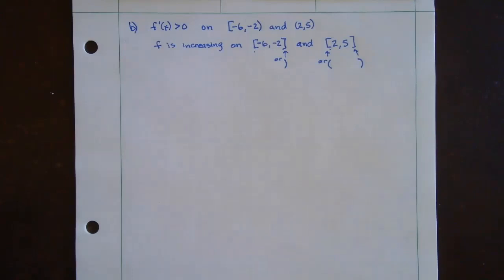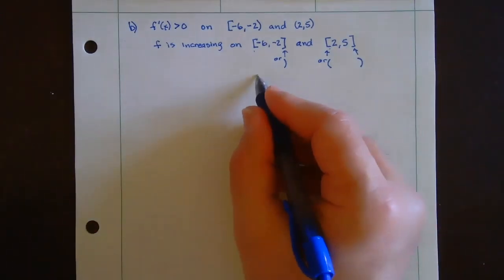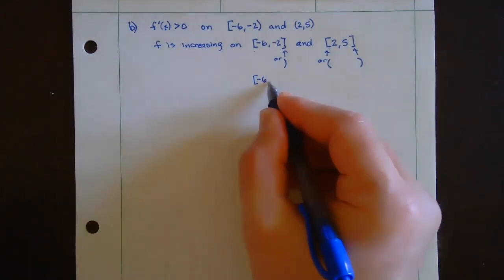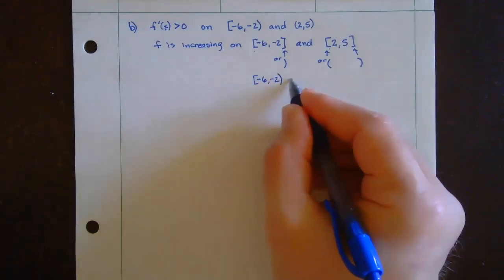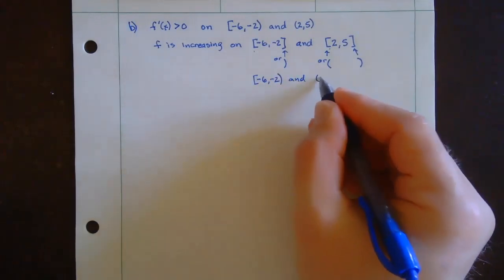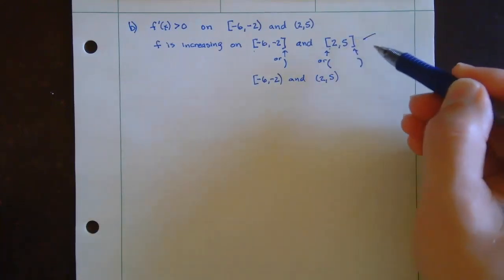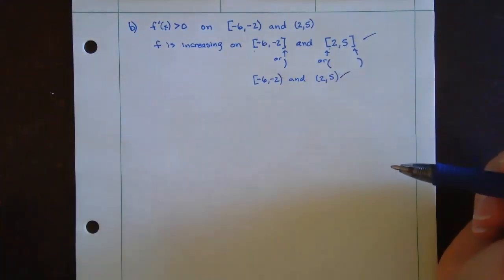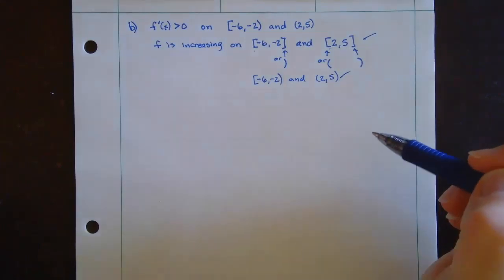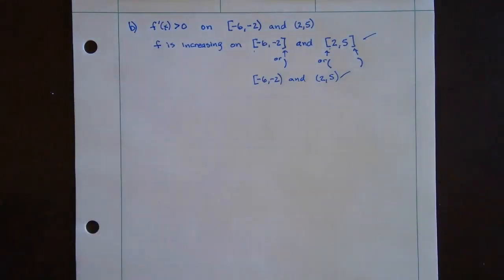Maybe I should just write it like this. So you could write it like this too. They would accept this as a way of answering it, and they would accept this way as a way of answering it. And that's it. We justified our answer because we're looking for where f prime is positive. So now let's go on to part C.